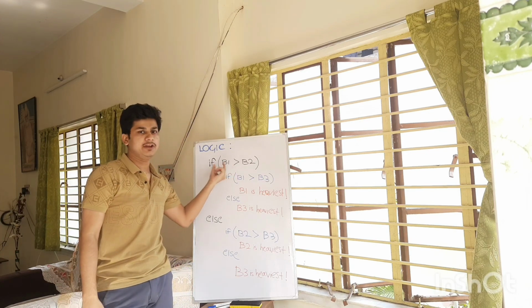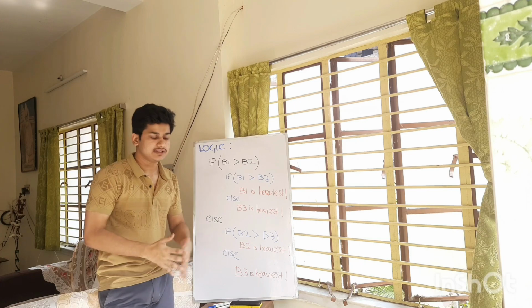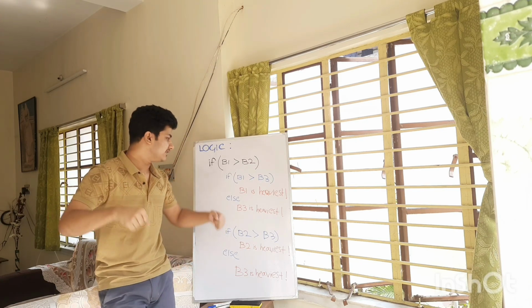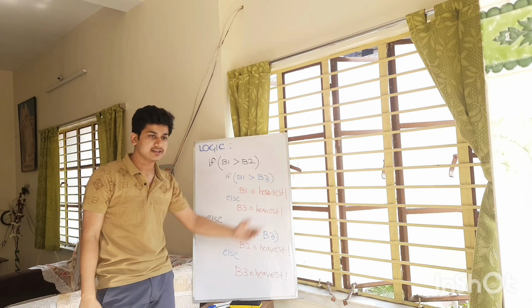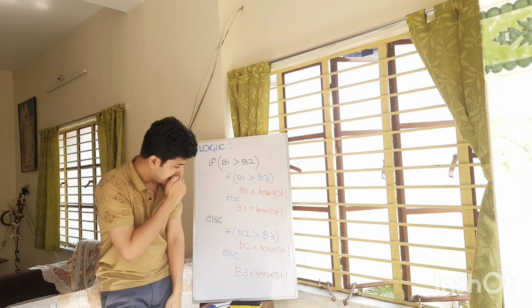If the weight of bag 1 is greater than the weight of bag 2, then we picked up the third bag, right? So then we compared bag 1 to bag 3. If bag 1 is still greater than bag 3, then bag 1 is the heaviest. Else, bag 3, the new bag, is the heaviest.